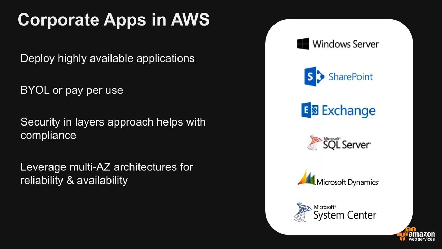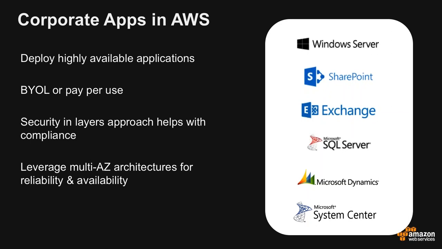There are multiple security layer approaches that we can suggest, whether that's through the quick starts or through consultation on best practices or engagement with your account team and solution architects. And all of these allow you to leverage the multi-AZ architecture for reliability and availability across the AWS platform. So these are all instantly recognizable server products.